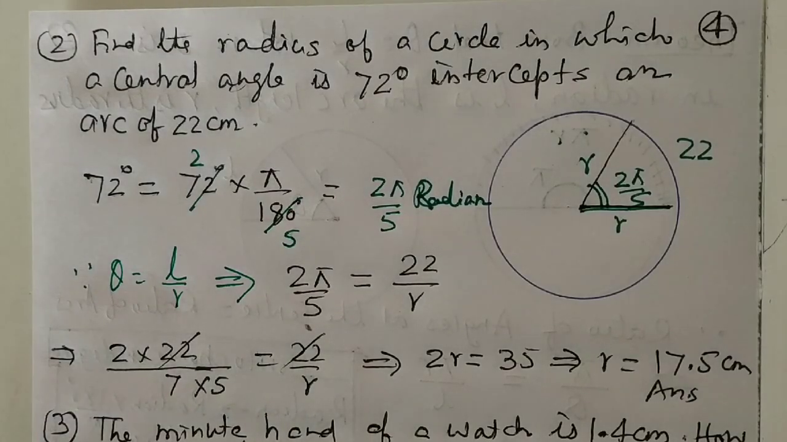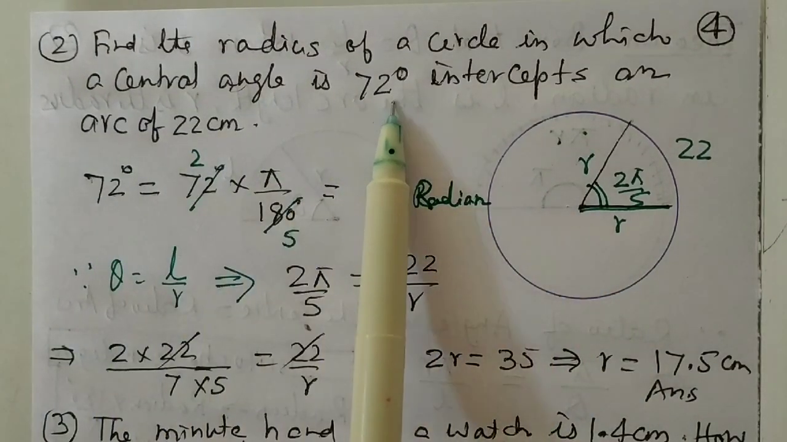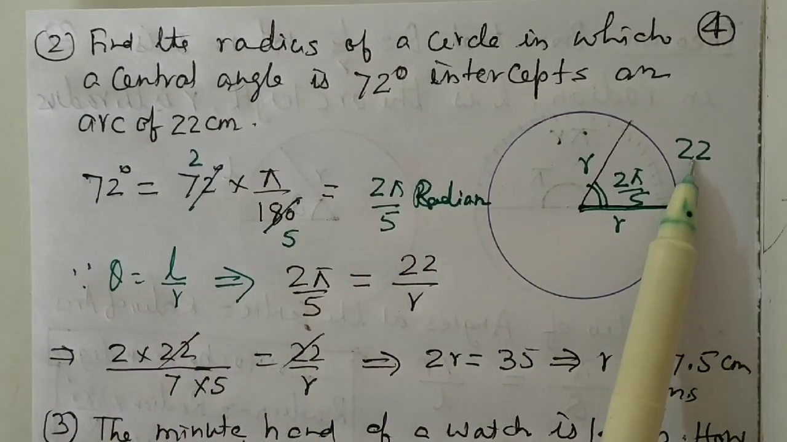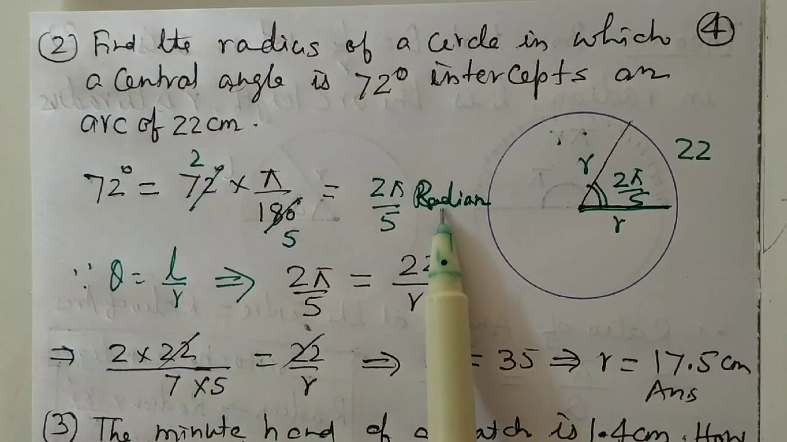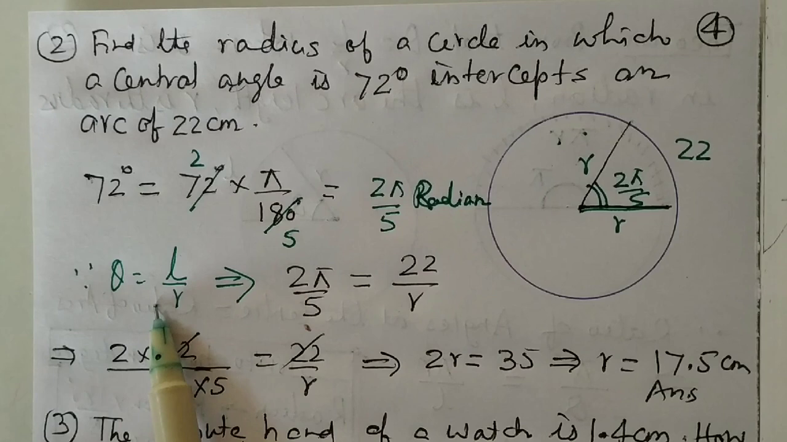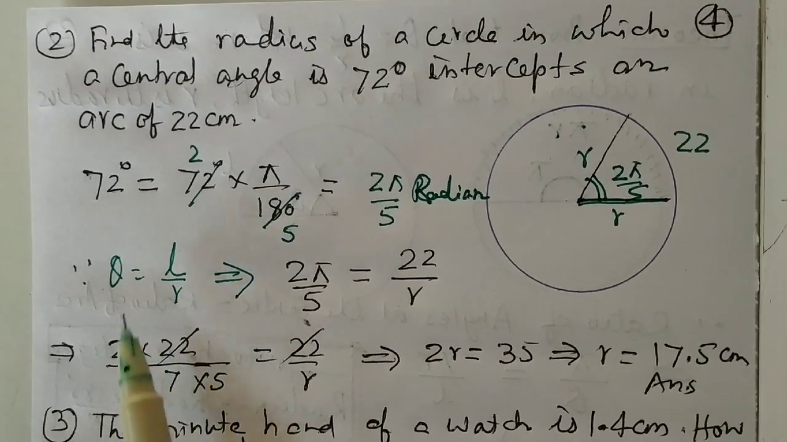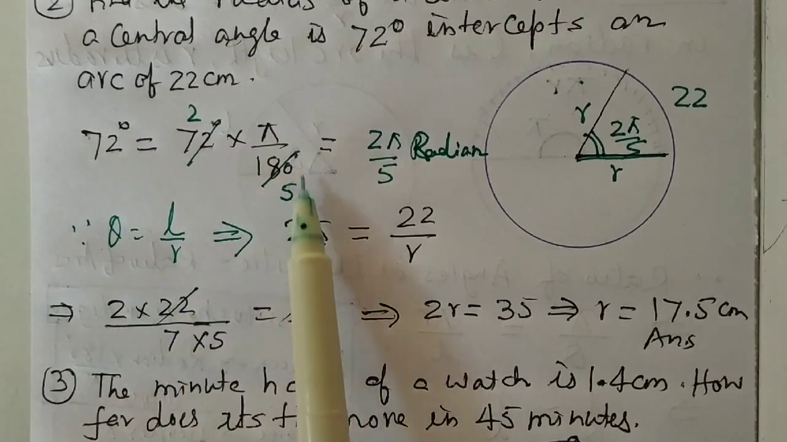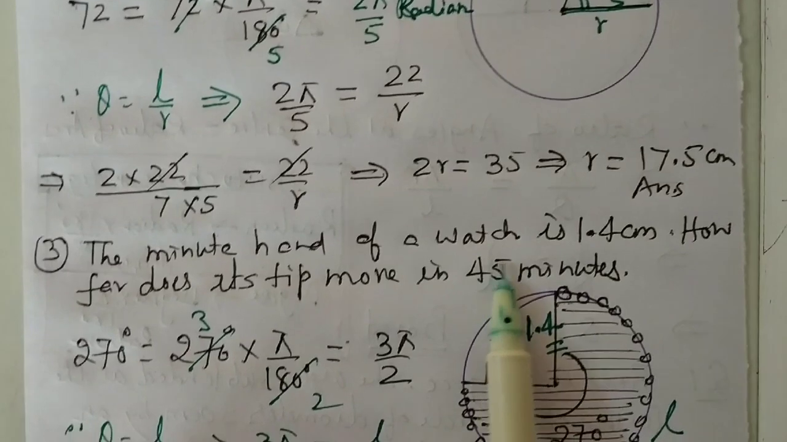Next, second question: find the radius. Radius we have to find out. The angle theta is given as 72 degree, and arc L is given as 22. So 72 degree is converted to radian. In the formula theta is equal to L by r, theta must be expressed in radian. So multiply by pi by 180 and follow this formula. Put theta is equal to 2 pi by 5 and L is equal to 22 centimeter, already given, and cross multiply gives the value of radius.